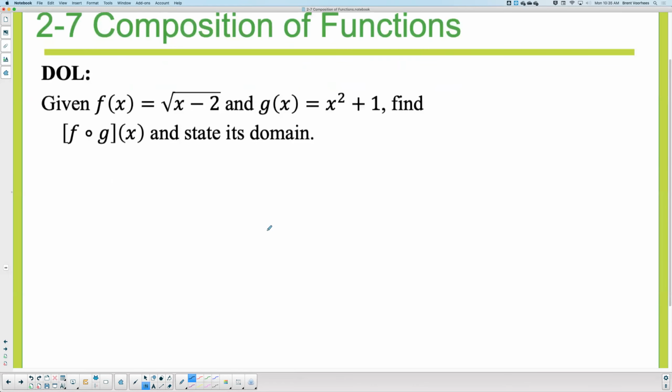All right, I have one for you to try here. DOL number 3.